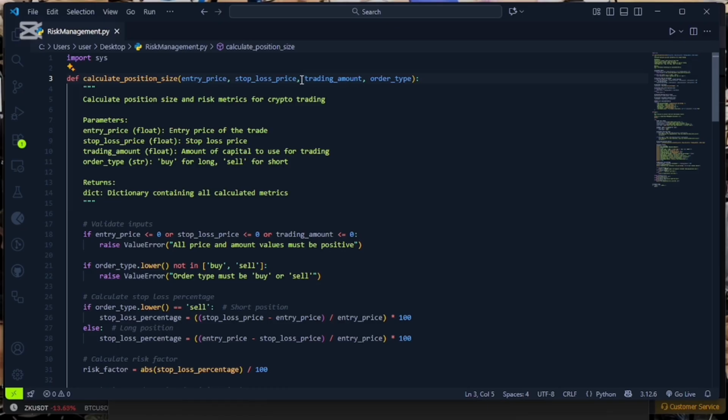And with this script, you can do your risk management very well.